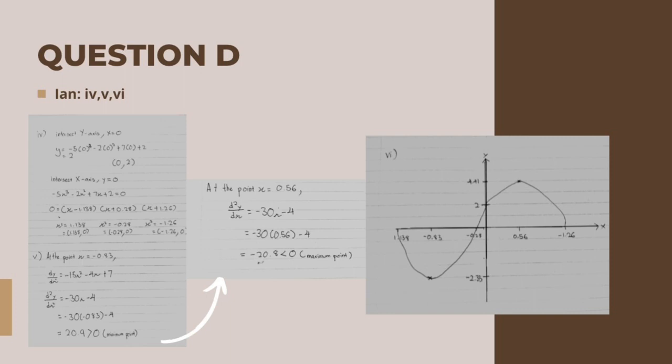Number 6, sketch the graph of the curve. This is the graph. As you can see, 0.56 and 4.41 is a maximum point, and negative 0.83 and negative 2.33 is a minimum point. As you can also see, 2 is the y-intercept. So this is the graph answer.